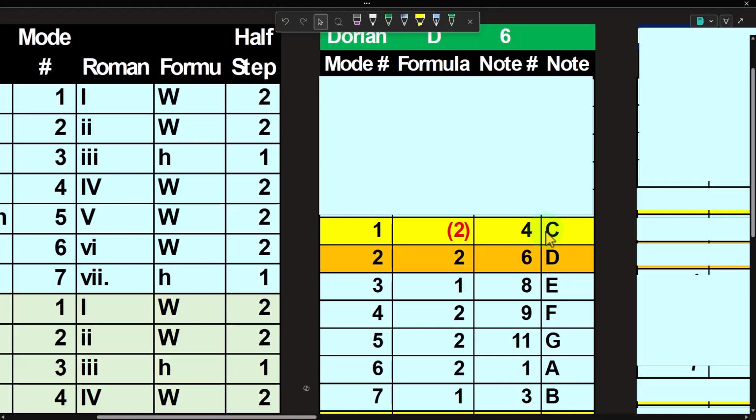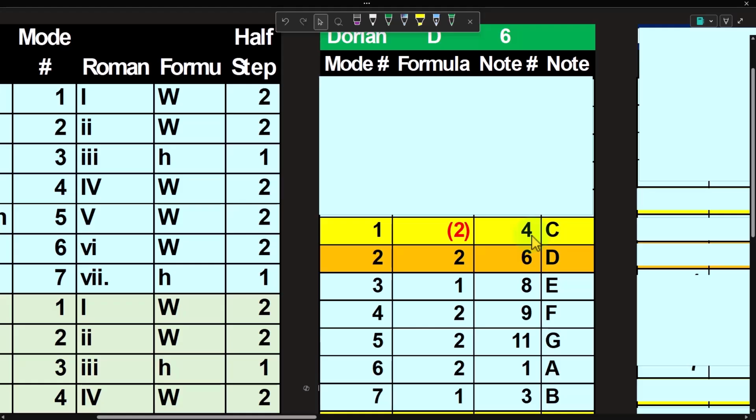So from the perspective of the major, what's the Dorian? Well, it's the second one up. It would be a 2, and that would mean that it would be a 2 note away, a major second. So that means that if I was on the Dorian, I have to go 2 backwards, right? I'd have to go 2 backwards. So that would be the general idea.